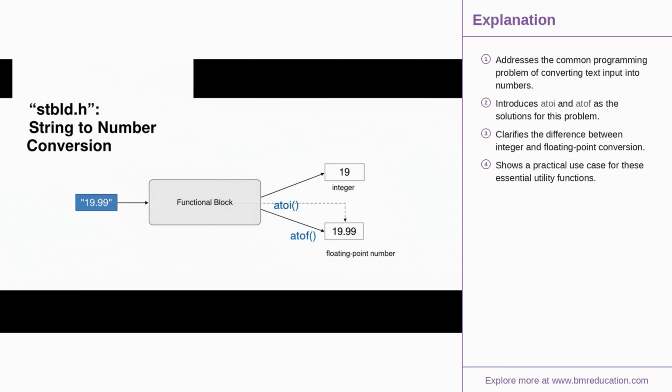stdlib.h provides functions like atoi, ASCII to integer, and atof, ASCII to float, to perform this crucial conversion. This allows you to take user input as text and use it in mathematical calculations.